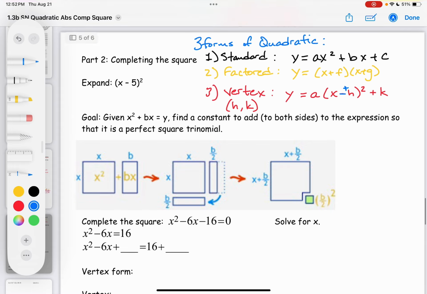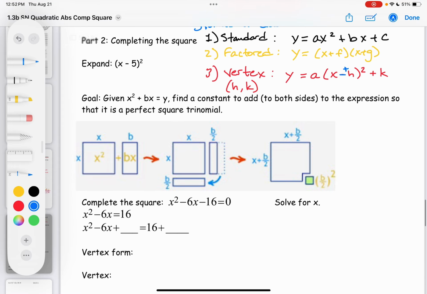So our goal today is to take a standard form of the equation and find a constant to add to both sides so that we can create a perfect square trinomial. Just to give you an example, we're going to expand this expression up here to show you what a perfect square trinomial looks like.